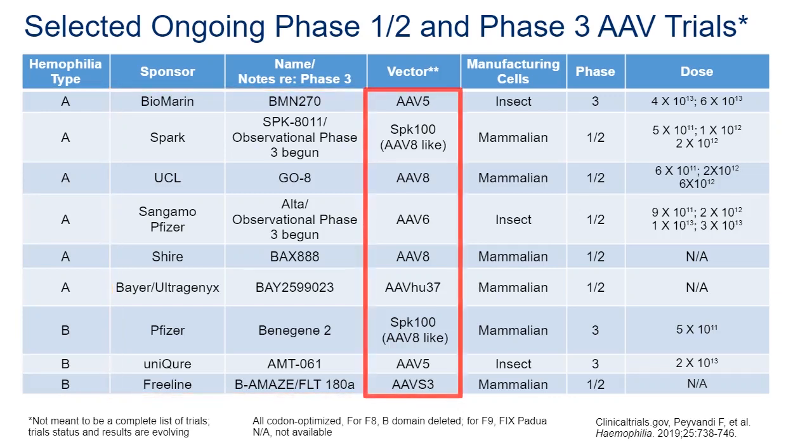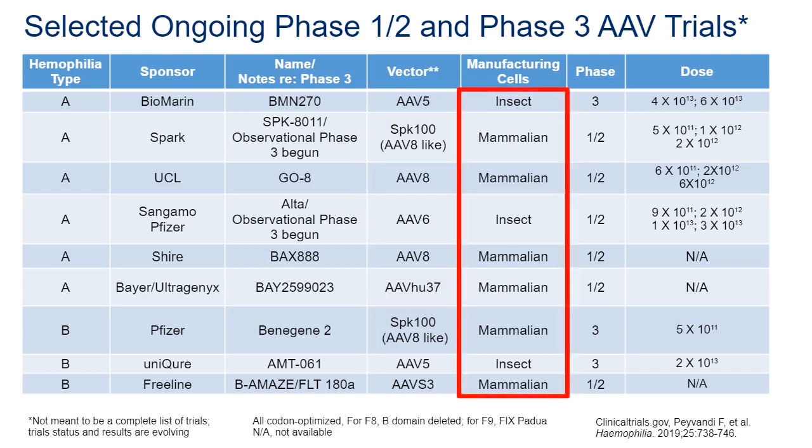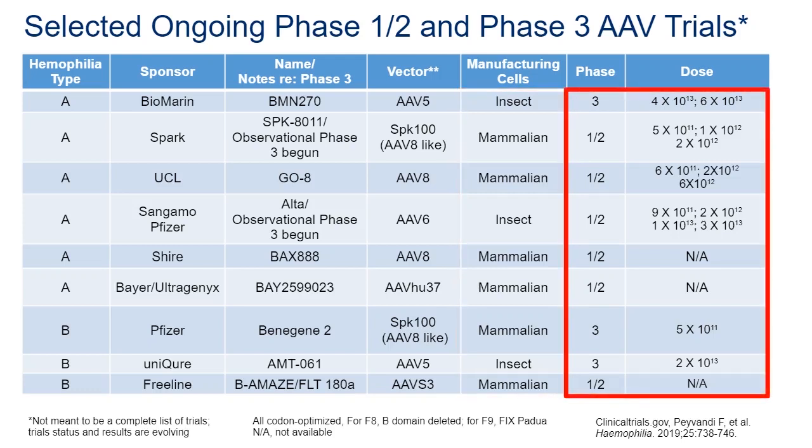The vectors, as you'll note, have different serotypes. Also, there are some engineered vectors, the Spark 100 and the AAV HU37, the Ultragenics. The cells used for manufacturing are either insect or mammalian. The value of the insect is that they can produce more, but there is different post-translational modification. We don't know at this point whether this makes a difference. And then in the next column is the phase of the trial.